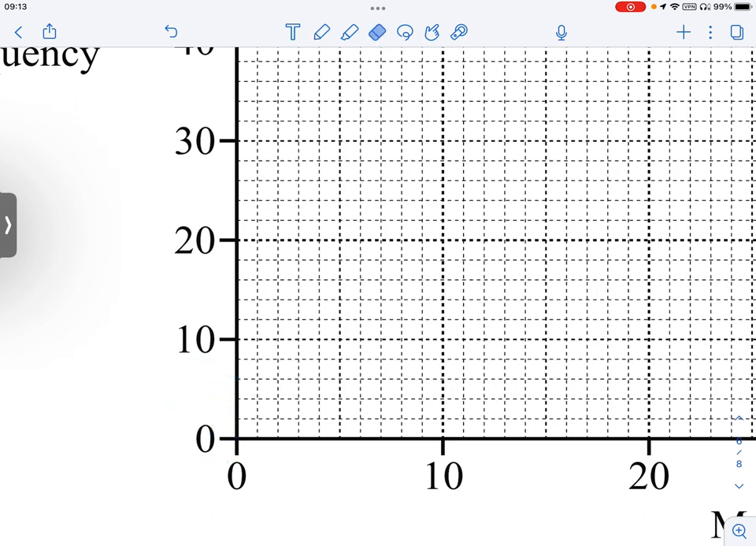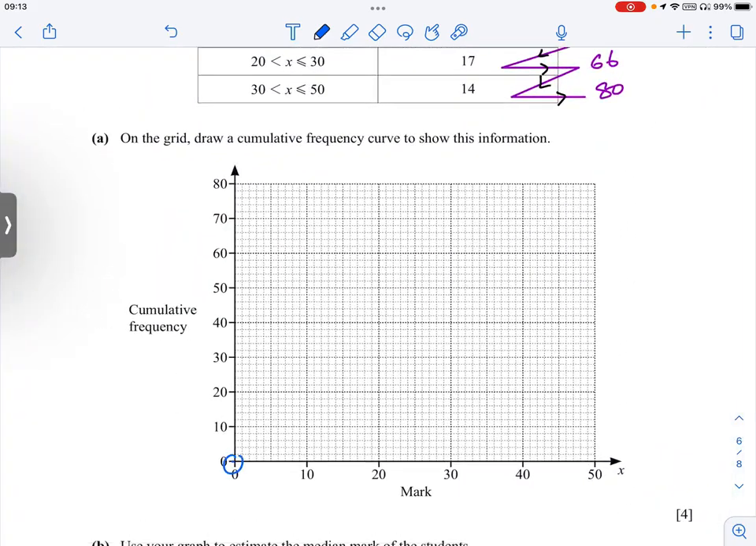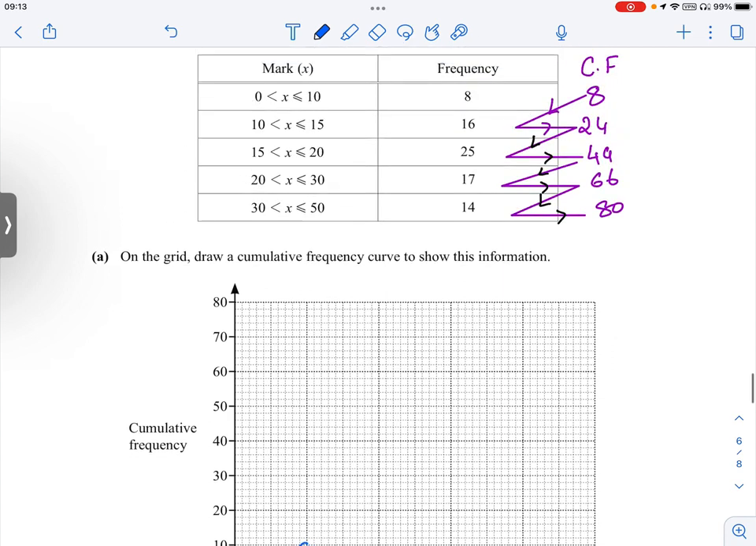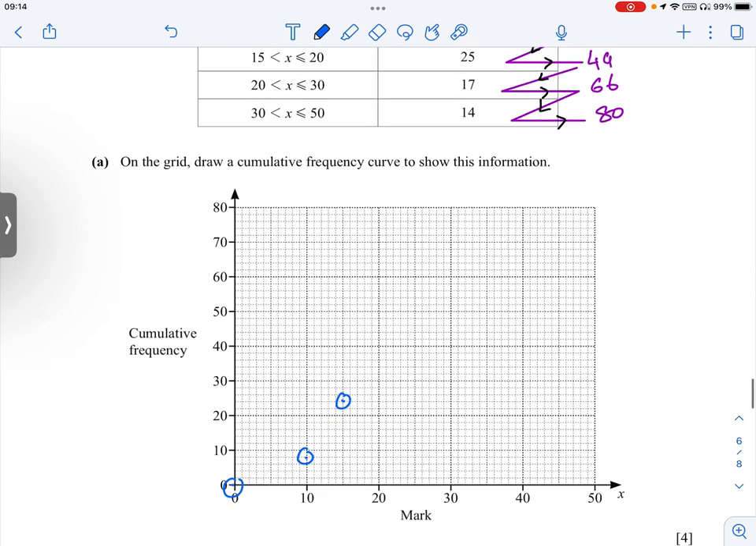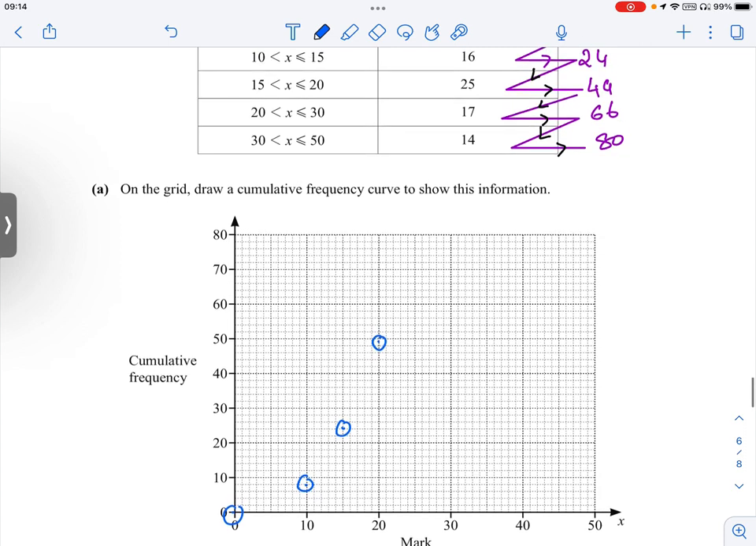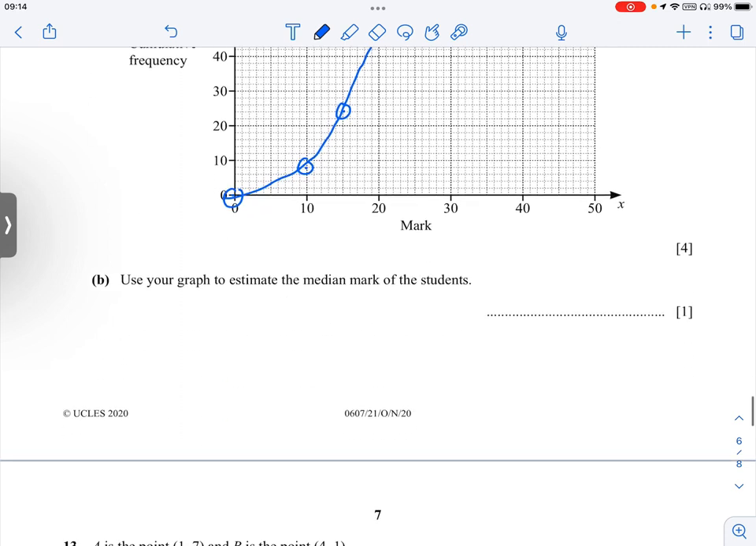So for 0, it is 0. Each line is 2. And for 10, it is 8. For 15, it is 24. For 20, it is 49. And for 30, it is 66. And for 50, it is 80. So approximately, a graph joining all the points. This is going to be the cumulative frequency graph.